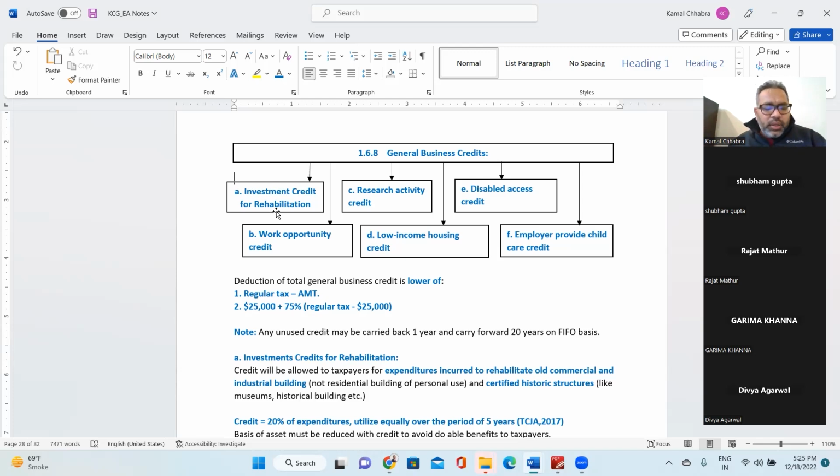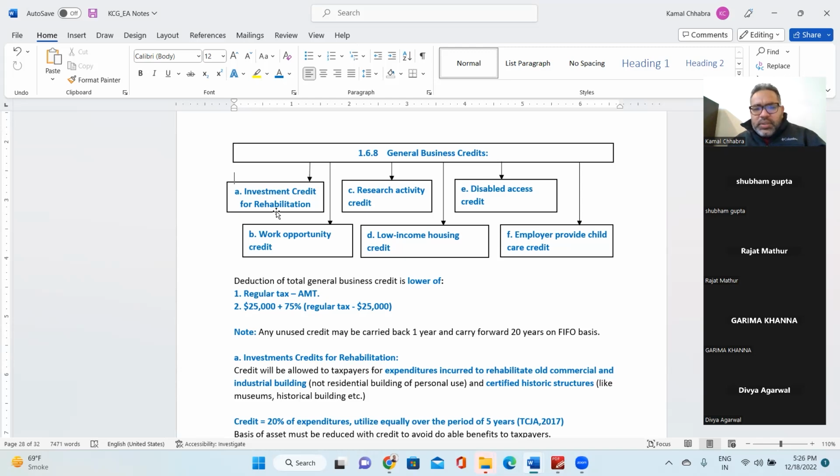The next one is the disabled access credit. This is for the investment we make as an employer for disabled people. Like in the US, I know, Shubham, you were there, you might have seen that in almost all shops or offices, there are separate parking lots for disabled people, right? You might have also seen separate entry and exit for disabled people, right? All that expenditure the company makes, they get a certain tax credit for helping disabled people, right? We'll be discussing more in detail.